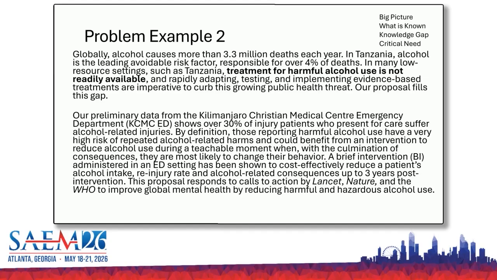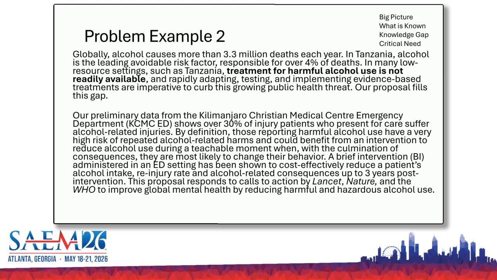Okay, what about what is known? How is that laid out, and where is it laid out? So that second sentence says, in many low-resource settings, such as Tanzania, treatment for harmful alcohol use is not readily available, and rapidly adapting, testing and implementing evidence-based treatments are imperative to curb this growing public health threat. Okay, so that sentence actually does two things. The first half of it starts to get into what is known, right? The second half of it points out a critical need, I think, maybe. And then it says that the proposal is going to fill this gap right up front. You can put that there. Often it goes in the second paragraph.